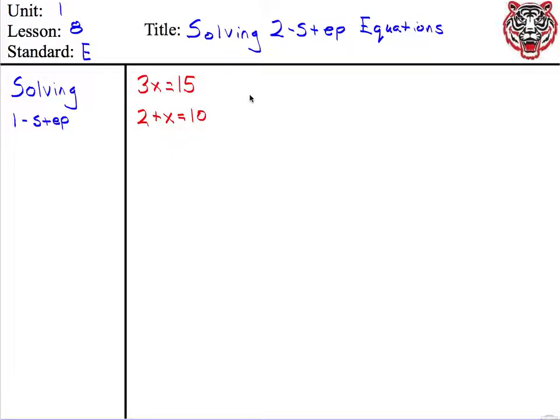Yeah, do the opposite. So the main thing to take away here is do the opposite operation. So that means I'm going to divide by 3 if 3 is being multiplied by x, and I'm going to subtract 2 if 2 is being added to x. All right, so our solving two-step is pretty straightforward.